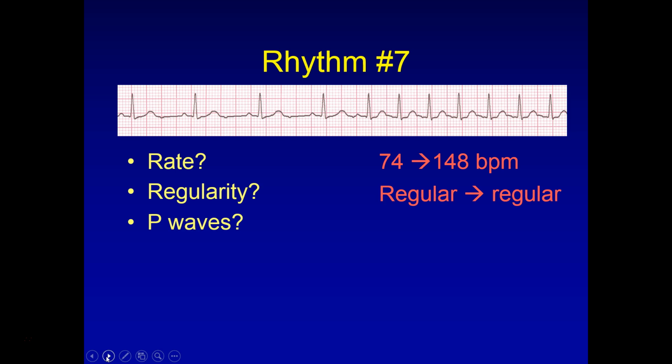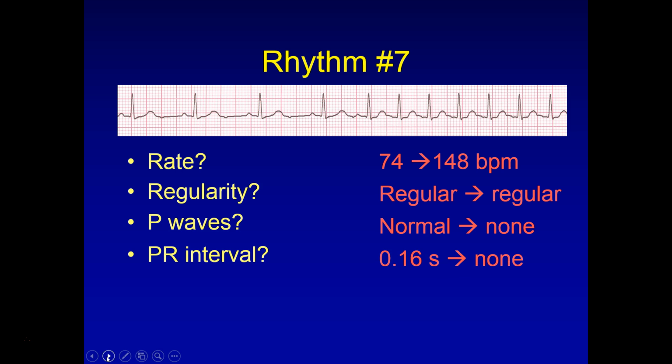Okay, this is regular. P waves. Oh, I notice that as the rate speeds up, I have P waves here. And as I start going faster, I'm losing the P wave. I have no discernible P waves, and so I'll lose my PR interval when that occurs. My QRS duration, however, is going to stay fine. So remember, our QRS is assessing the activity of the ventricles. So this is still a supraventricular problem. It occurs above the ventricles.